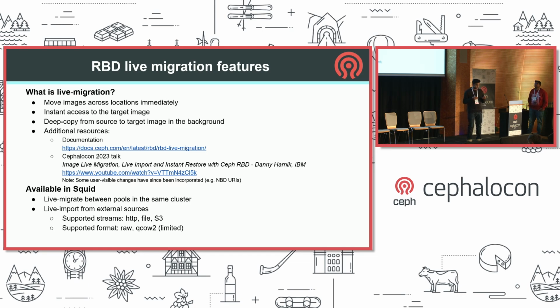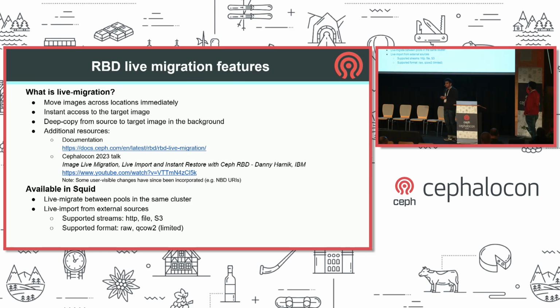In the Squid release, we already have the ability to live migrate images between different pools in the same cluster. So you can live migrate an image from an erasure coded pool to a replicated pool, for example, and vice versa. And you can also live import images from an external data source. So you can live import from a regular file, from an HTTP file, from an S3 object, and we support raw format and QCOW2 format with some caveats.